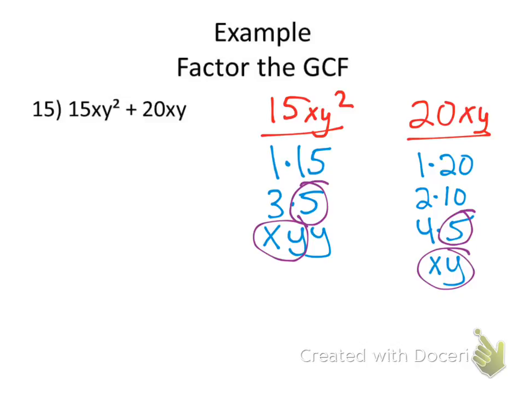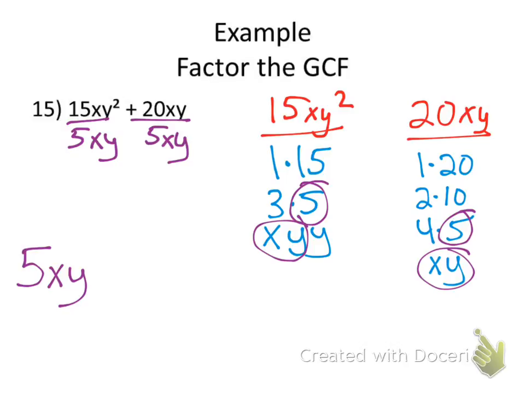So I am going to factor out a 5xy. All right, one step at a time. What's 15 divided by 5? 3. You had an x, you're taking an x away, so how many x's do I have? You don't have any. Okay, y squared, but you're taking one of them out, so now you have y.